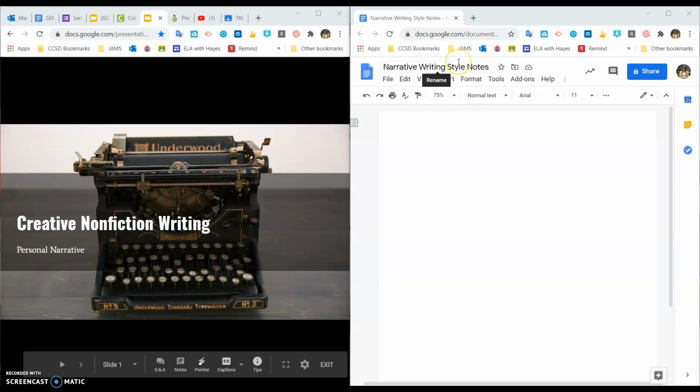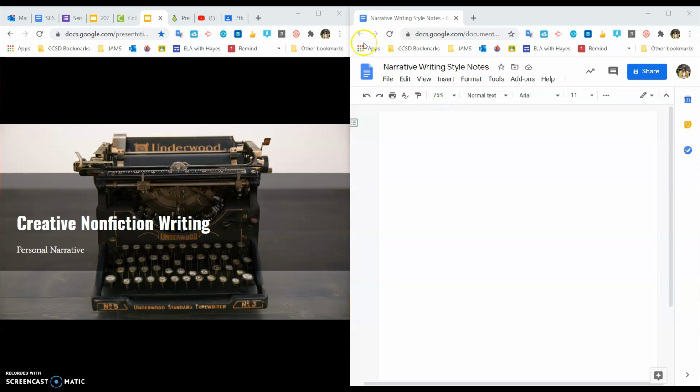Style notes. You'll notice I've already named my Google Doc so that I can find it again: narrative writing style notes. I recommend giving very specific titles to whatever notes you're taking as well. So if you're writing by hand, which I do strongly recommend, you can go ahead and title these notes narrative writing style notes. So we're talking today about our personal narrative and the way we can improve style on that.